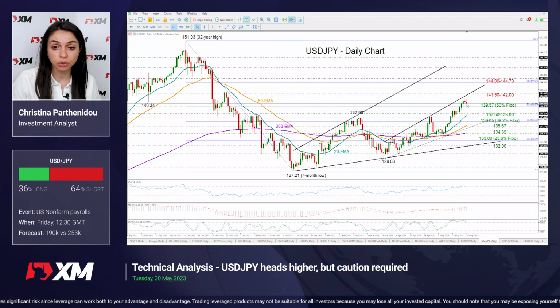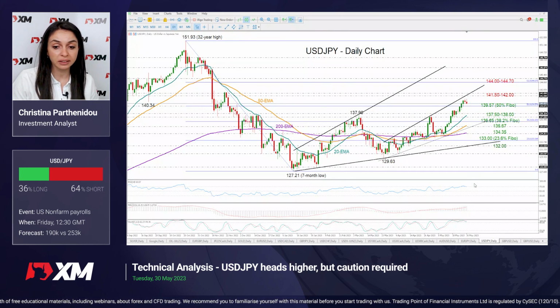may resume its recovery. Though for the bias to shift back to bullish, the price will need to close above this key resistance trend line around 141.50 and 142, a break of which could drive the price straight up to the 144 and 144.70 constraining zone, where the 61.8% Fibonacci retracement of this downtrend over here is also located.